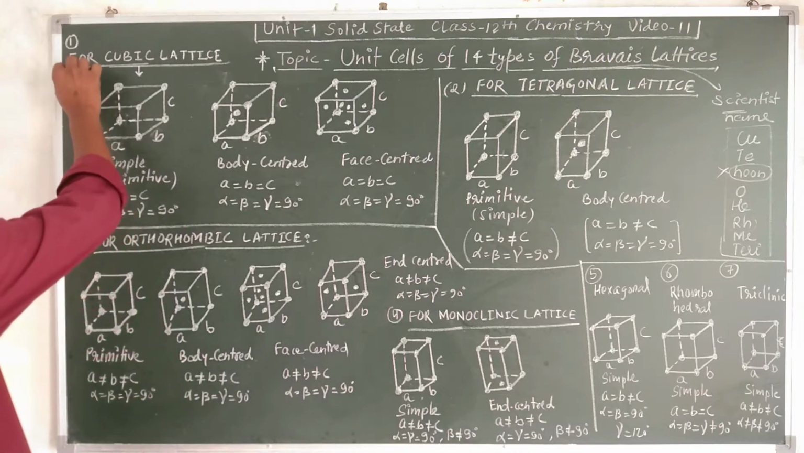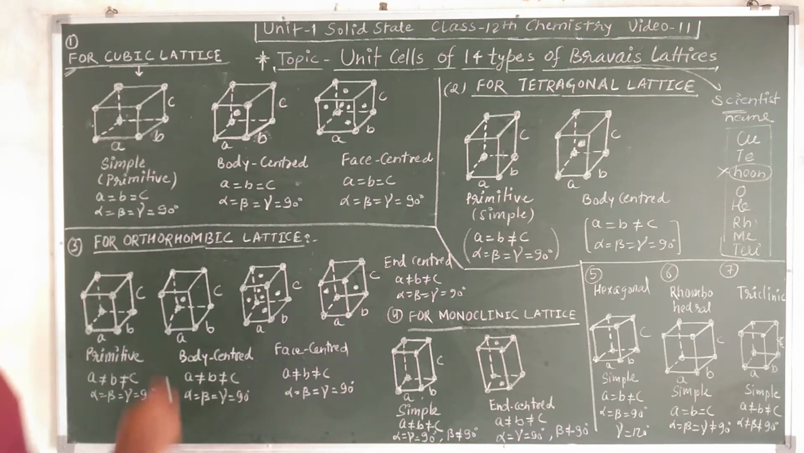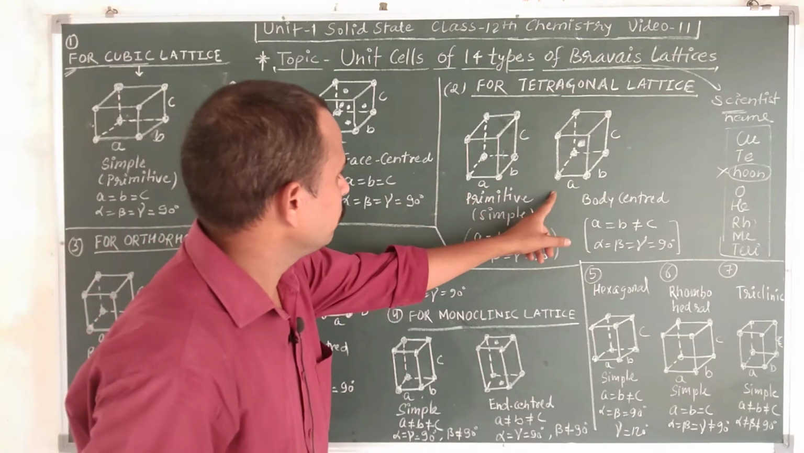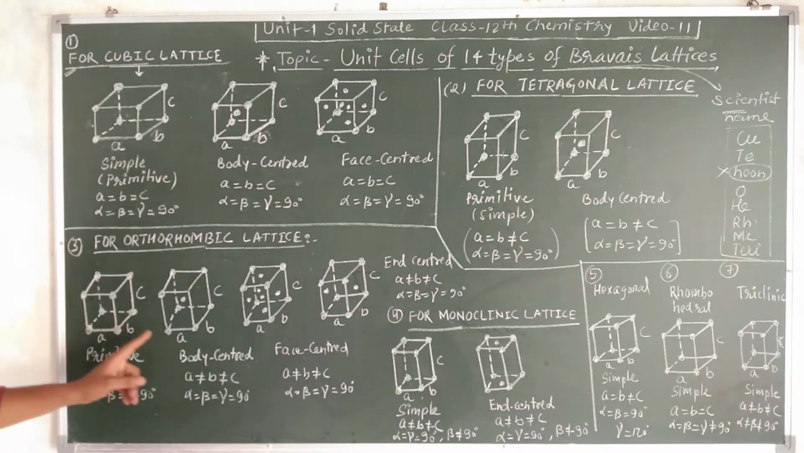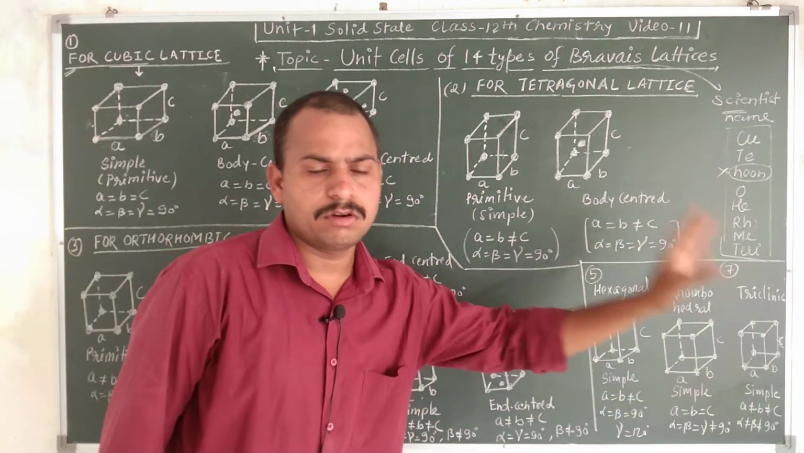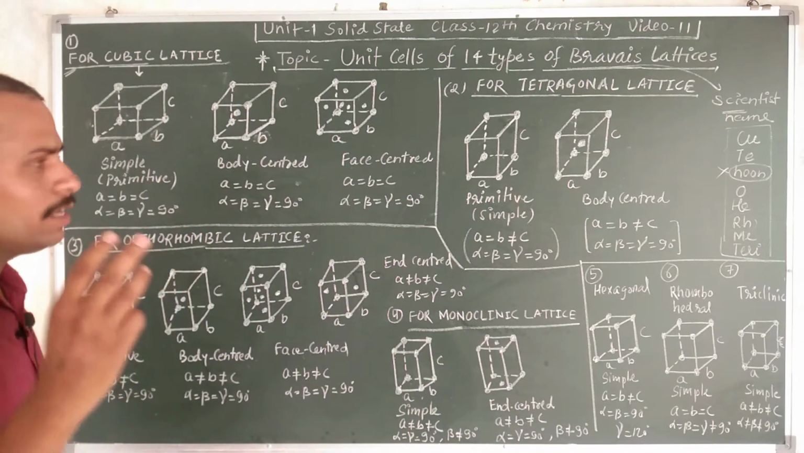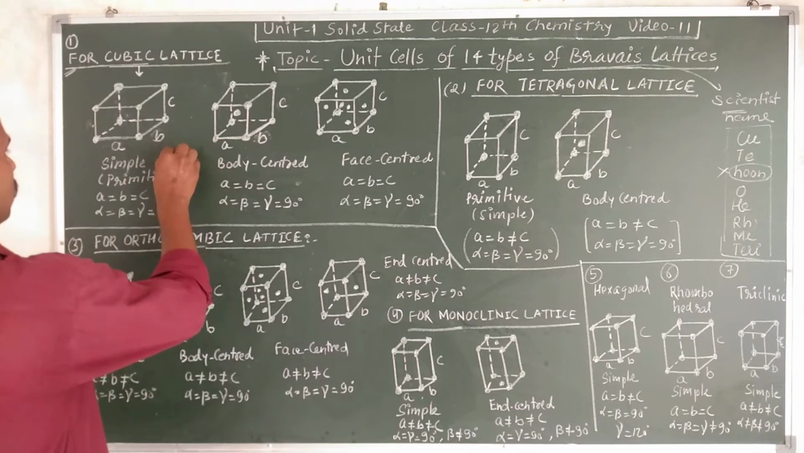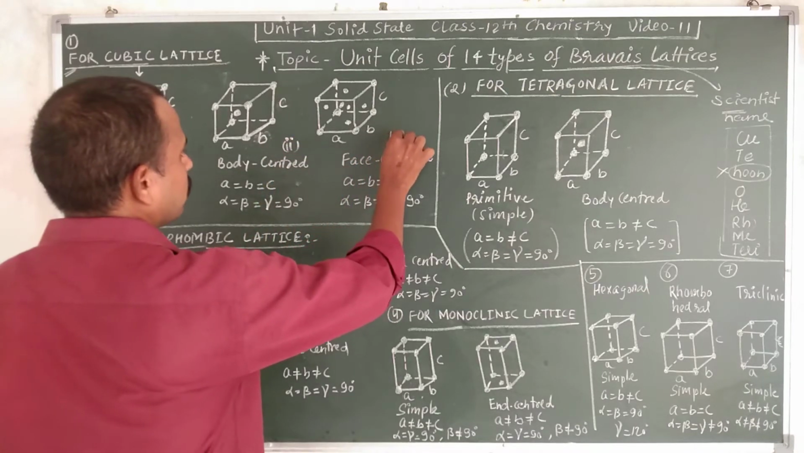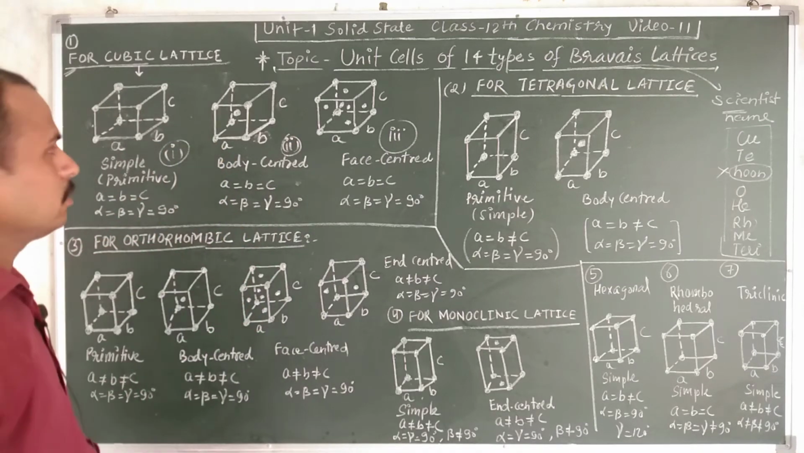So first Bravais lattice. There are 14 Bravais lattices. Let me count: 1, 2, 3, 4, 5, 6, 7, 8, 9, 10, 11, 12, 13, 14. So under cubic lattice there are 3 variations: first, second and third.